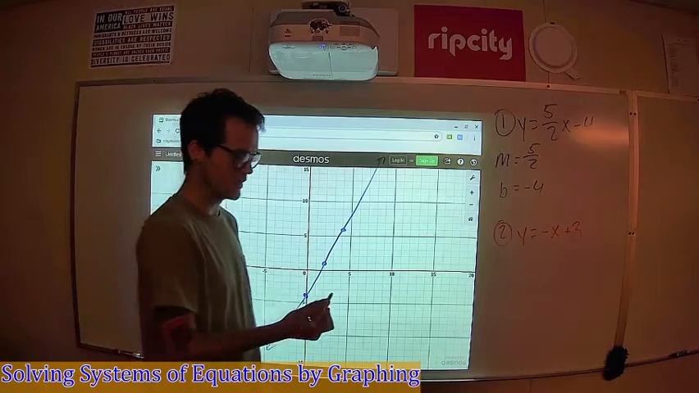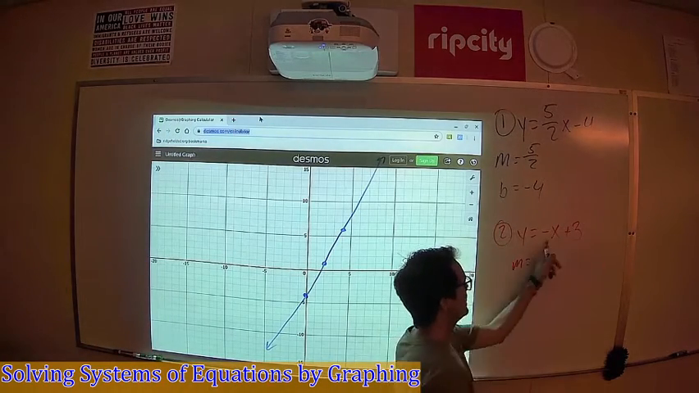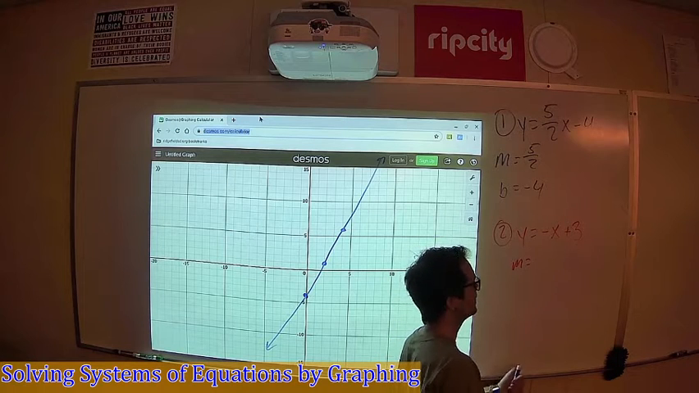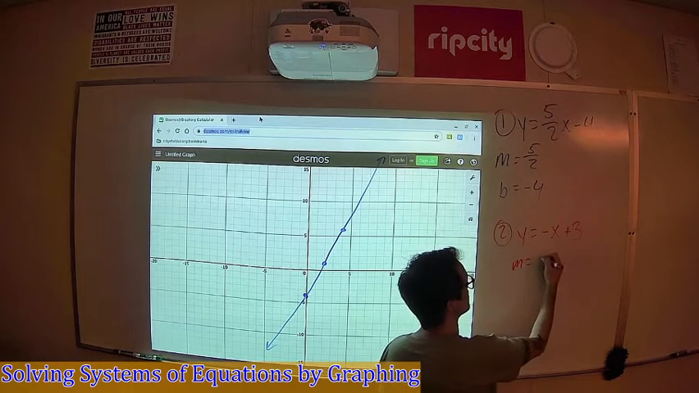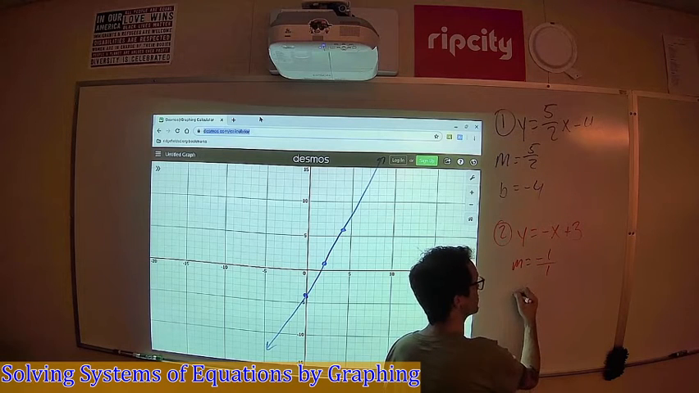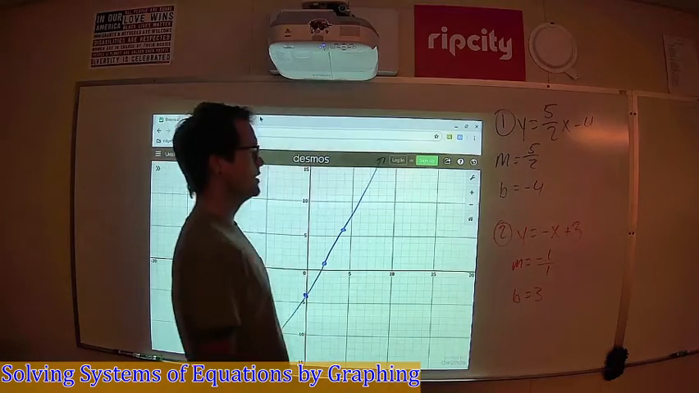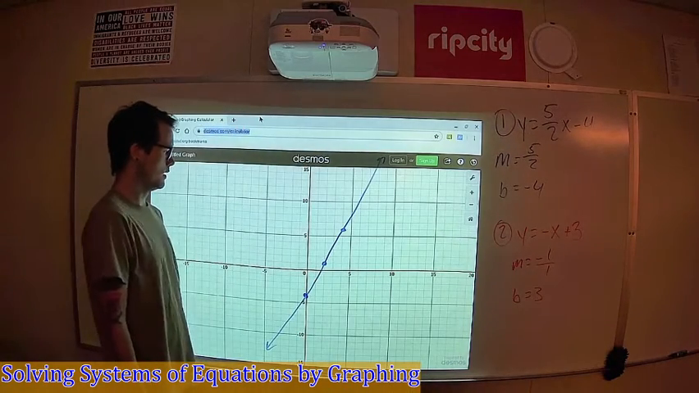Let's go ahead and explore this next one. Here we have a slope where it just looks like a negative sign, but we know that when we have that, there's an implied 1, so we have a slope of -1, and I'm going to represent that as -1 over 1, so we have our rise over run. And our y-intercept here is +3.